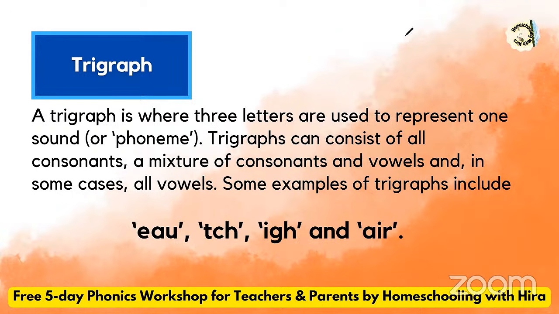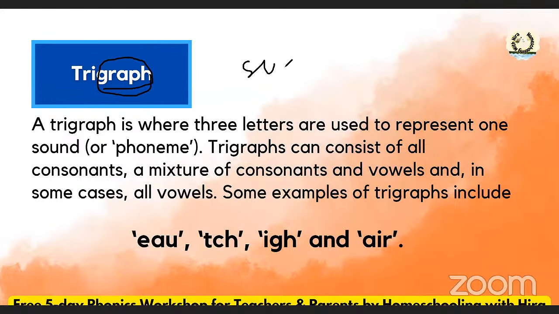Trigraphs are three letters together. Just remember that graph means symbols, like in grapheme. Tri means three: tripod, trigraph, triangle. So trigraphs are three letters together that make a sound. This is the EU sound, three letters, 1, 2, 3. And the sound that they make together is EU. EU is a diphthong. It's a gliding sound of two vowels.